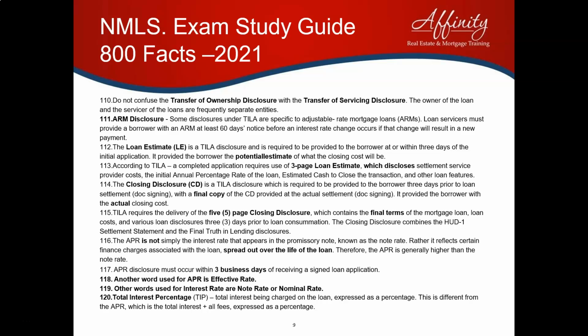Loan servicers must provide a borrower with an ARM at least 60 days notice before an interest rate change occurs if that change will result in a new payment.